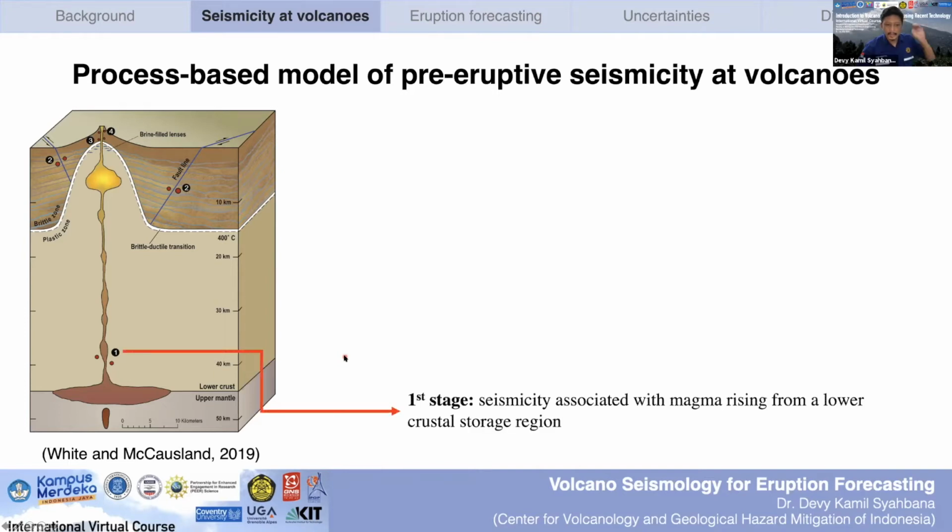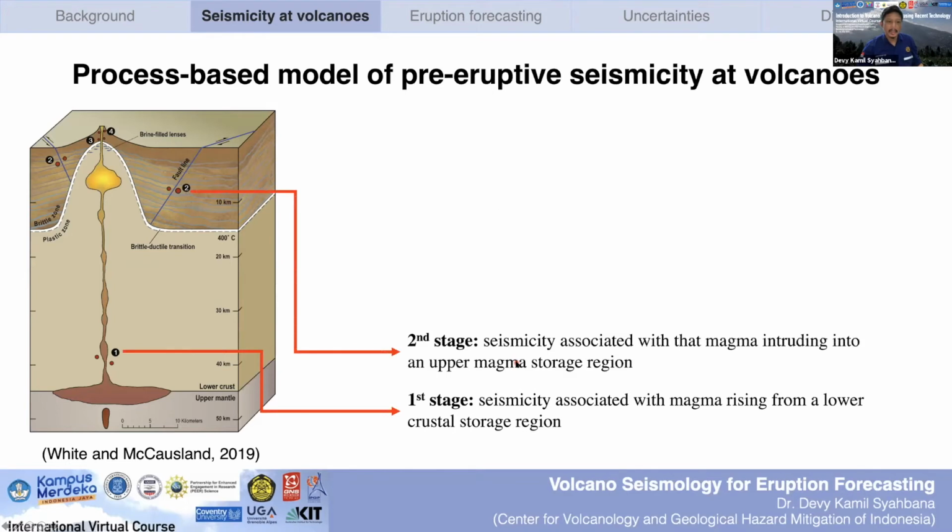So the first stage is seismicity that is associated with magma rising from a lower crustal storage region. And then as magma is coming up, the seismicity associated with that magma already in the upper magma storage region will cause seismicity nearby. So that's the second stage here.